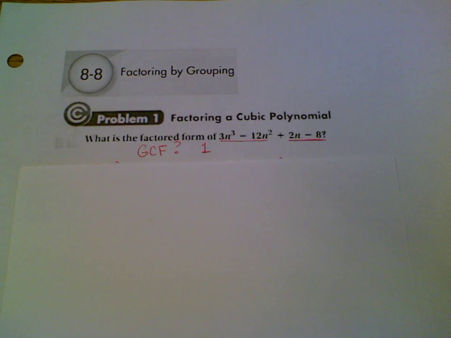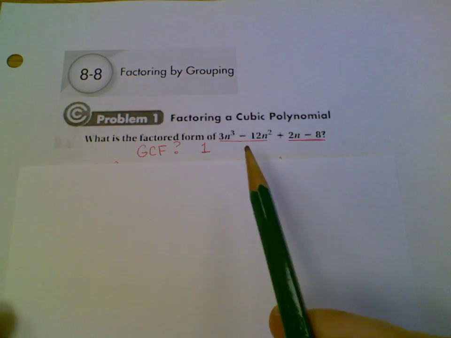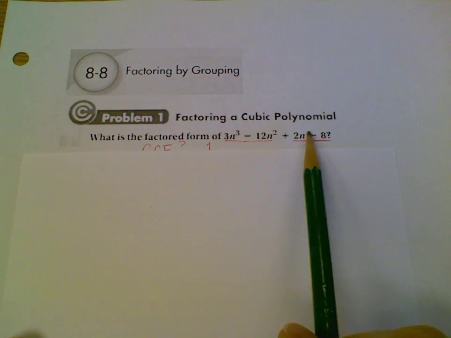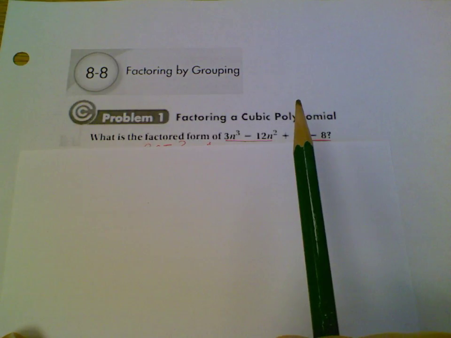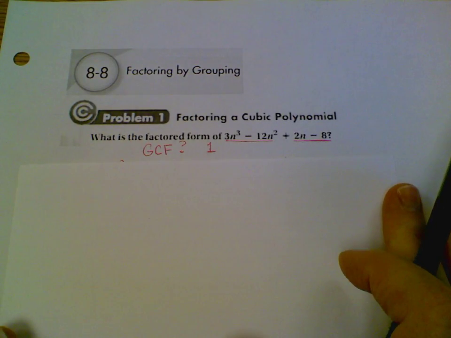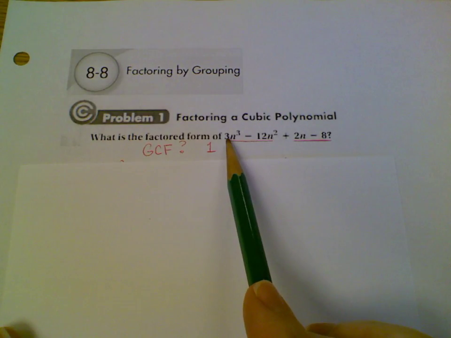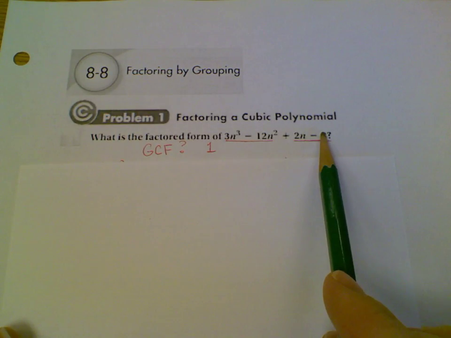Section 8.8 is about factoring by grouping. What we're going to do is you're going to be given 4 terms, and your first step is always looking for the greatest common factor. So remember, I'm looking for a number I can divide 3, 12, 2, and 8 by.